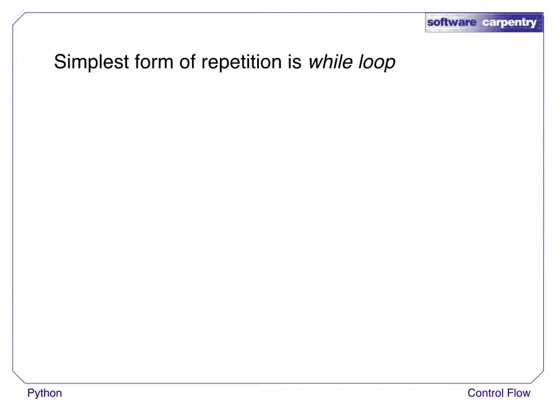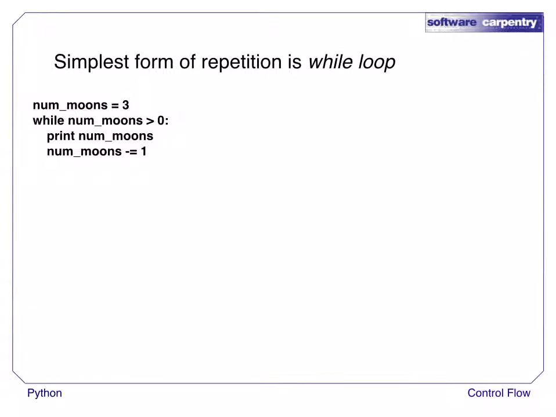The simplest form of repetition in programming is the while loop, which does something as long as some condition is true. For example, here's a small program that prints out the numbers 3, 2 and 1 using a while loop.